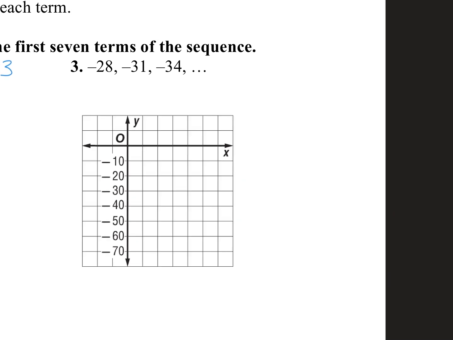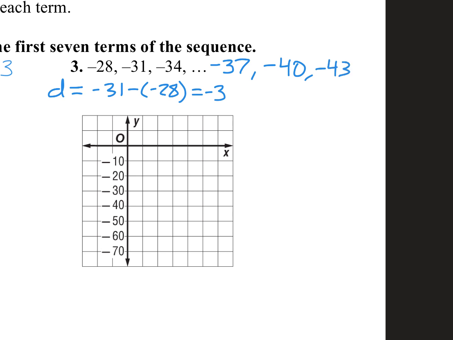All right, in number 3, the common difference is the second number minus the first number. So common difference here is negative 31 plus 28, or negative 3. Even though it kind of looks like the numbers are going up, because they're negative, they're actually going down. So we decrease the next one by 3 again. We get negative 37, negative 40, negative 43, negative 46. So now we graph those points.